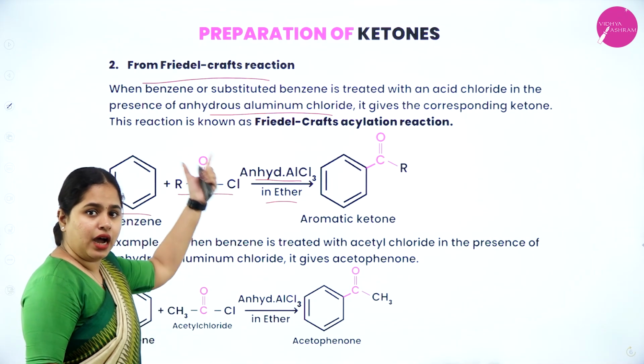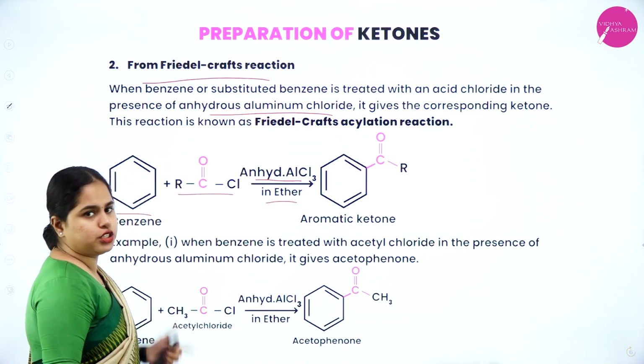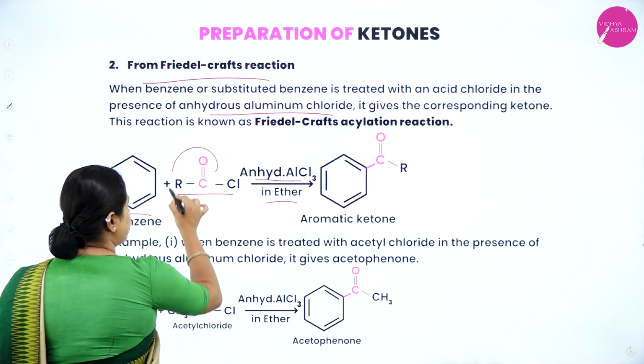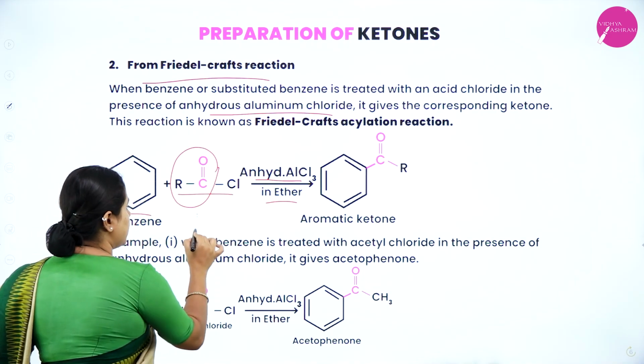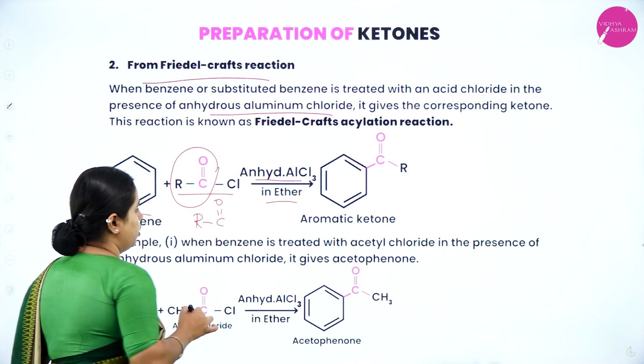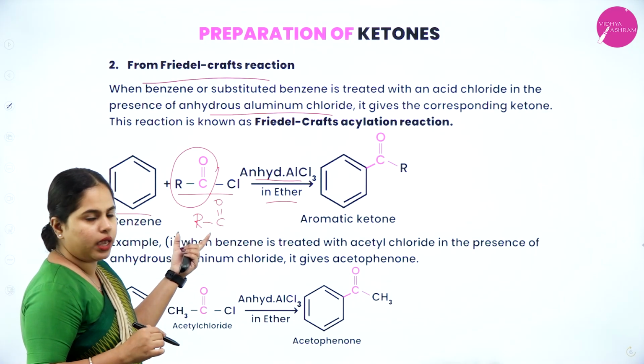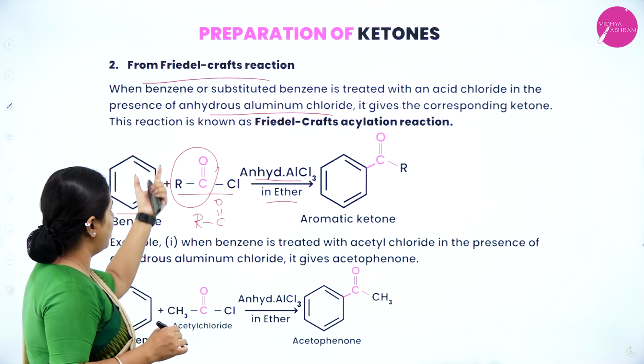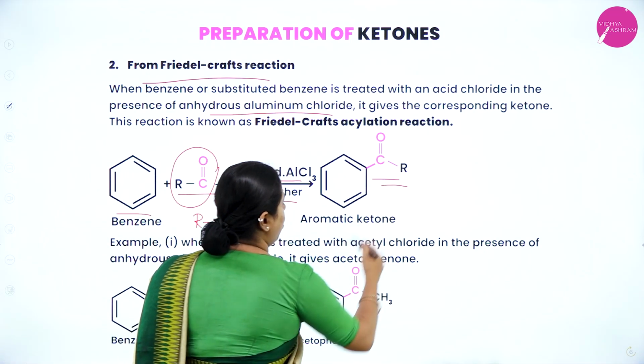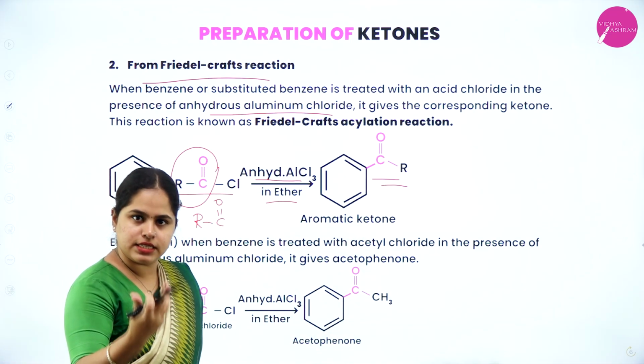So in here, the acyl group is going to get attached to the benzene. Which is the acyl part? This is COR, or else RC double bond O. So this is your acyl group. Okay, so what is going to happen? This is going to attach to the benzene. You're going to get COR here. So what is it again? It is a ketone, right?